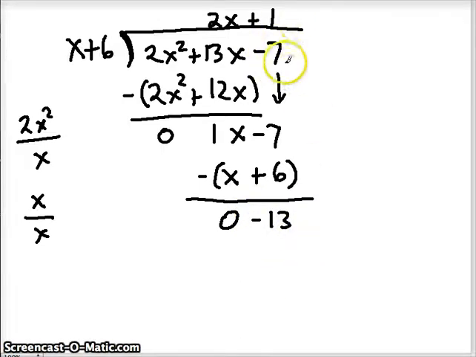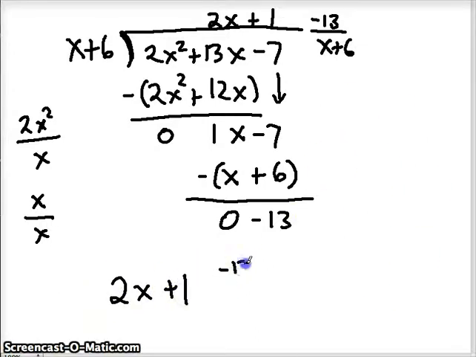Since we're done over here, we have no more numbers to drop down. We're done with our division here. This must be our remainder. So we write negative 13 is left over what we're dividing by, x plus 6. So let me rewrite the answer just so it's super clear here. We got 2x plus 1 with a remainder of negative 13 over x plus 6.